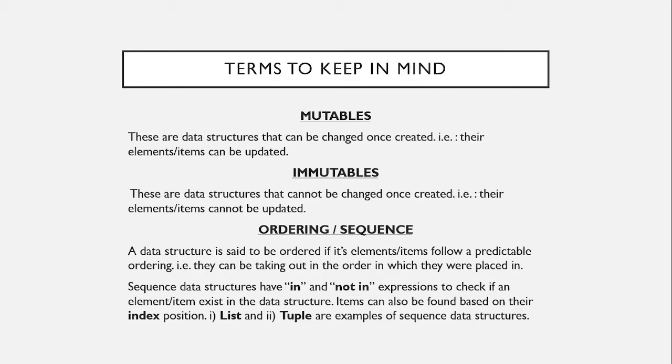But tuples are not mutable. So tuples are immutable data structures. Okay. The next words we have to keep in mind are ordering and sequence, right? So when they say a data structure is ordered or is a sequence, what they mean is that the order in which you put the data in that data structure is very important, right?